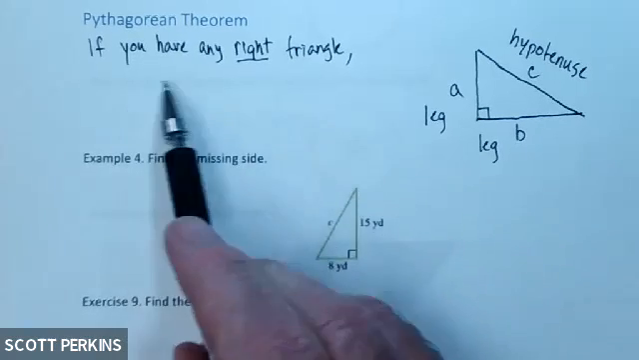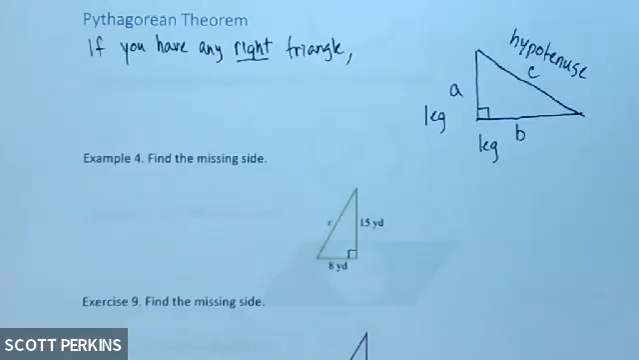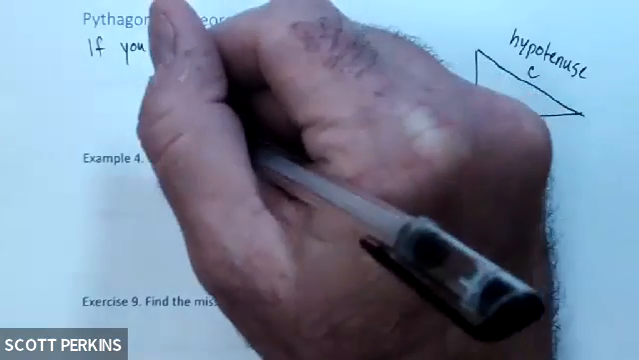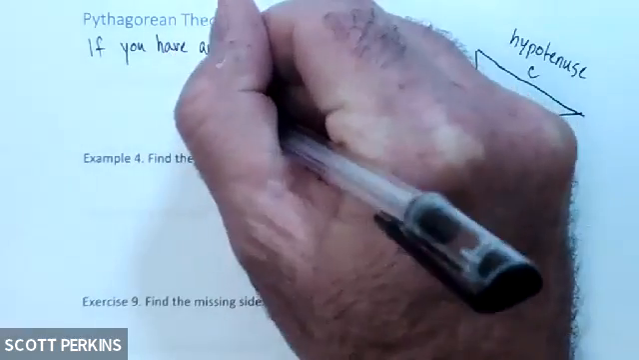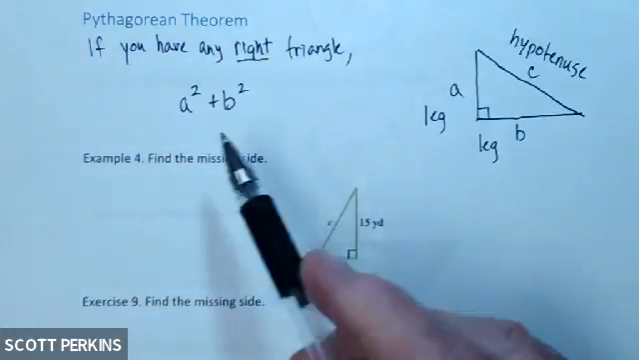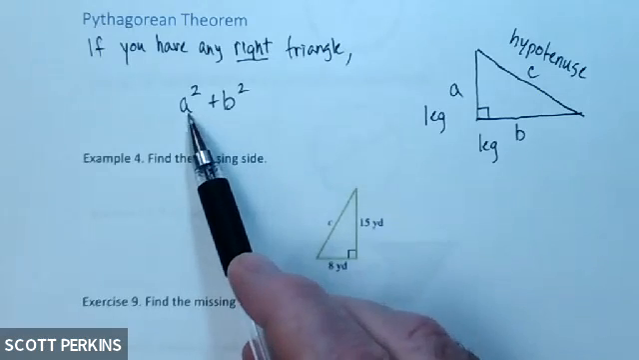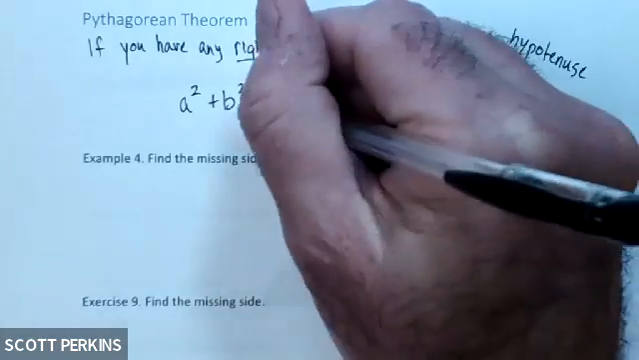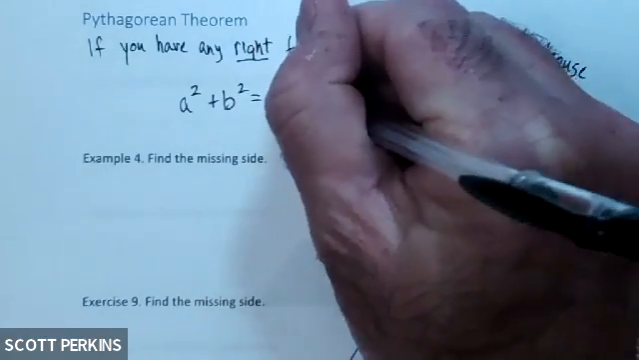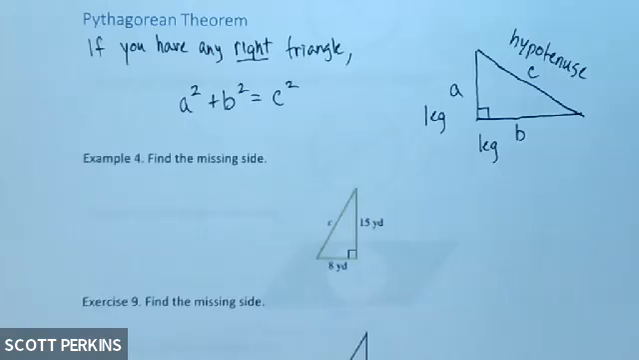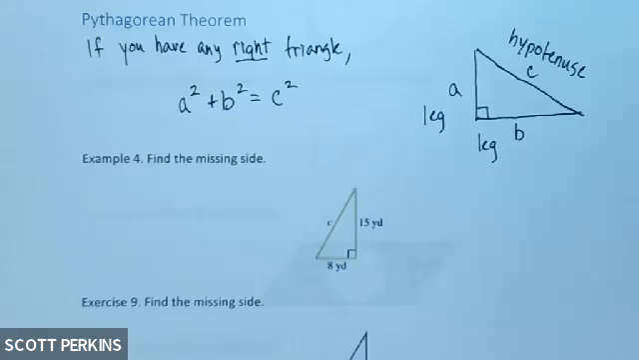Okay, so if you have any right triangle, this is the Pythagorean relationship between them. It says that a squared plus b squared. When you square the length of one leg and then add it to the square of the length of the other leg, that is going to be equal to c squared. And that simple relationship applies to any right triangle. There are other things I'd like to say about that, but you're probably bored with me already.